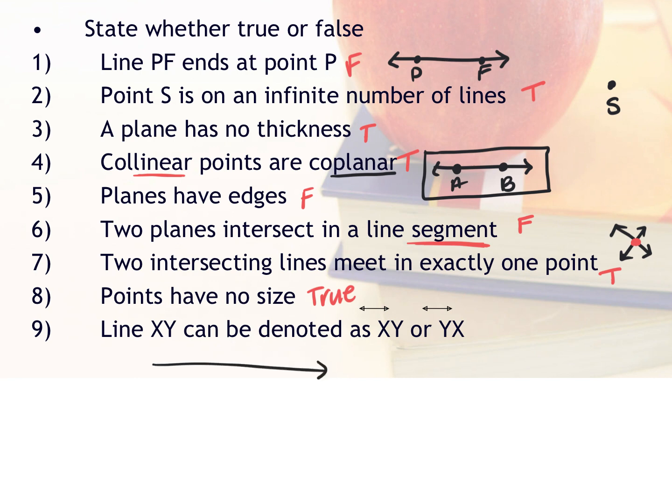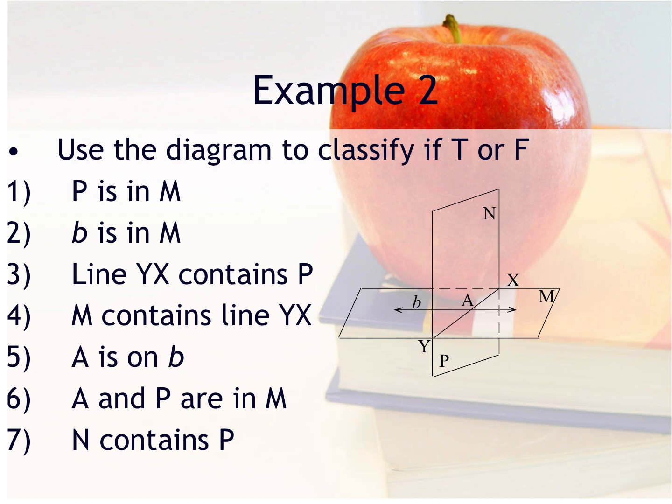Here's X, here's Y. However, if they're talking about a ray, rays have to be written in a specific way. So this is true. All right, looking at this slide, they're giving us a diagram. Again, we're supposed to state if it's true or false. Number 1, P is in M. Let's identify point P right here. Is it on plane M, which is right here? This is going to be false.